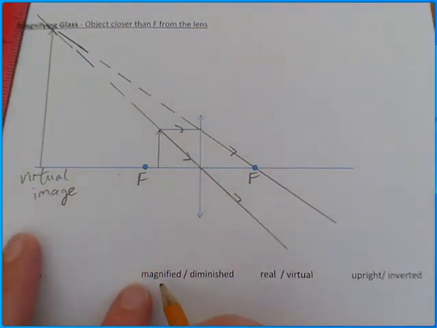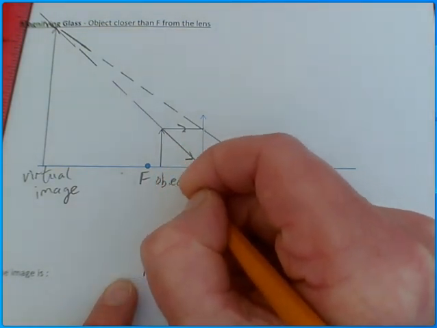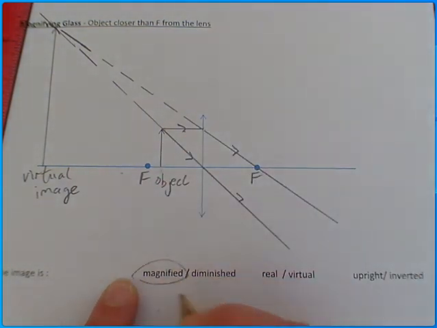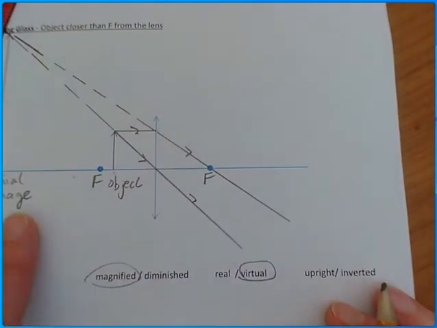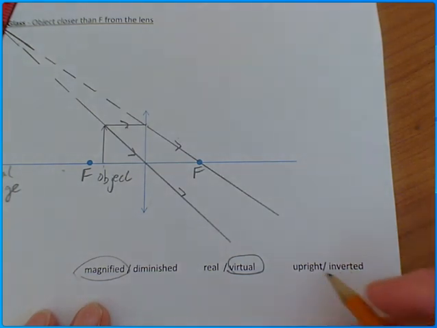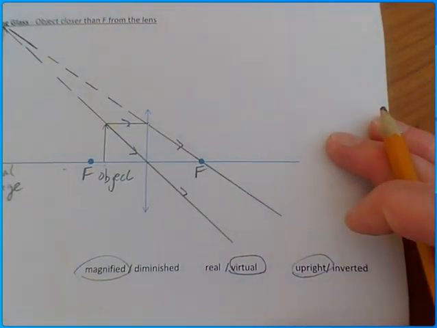So our image, it's bigger than the object. There's the object there. It's bigger than the object. It's a virtual image, and it's the same way up as the object, so it's upright. And there's our magnifying glass ray diagram.